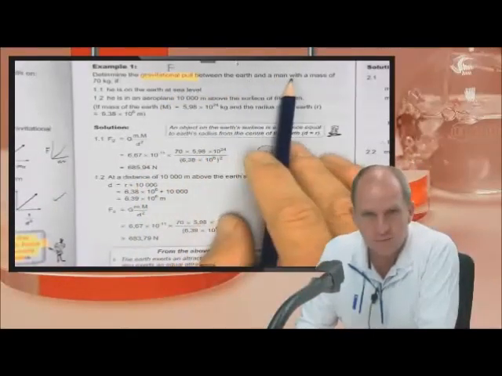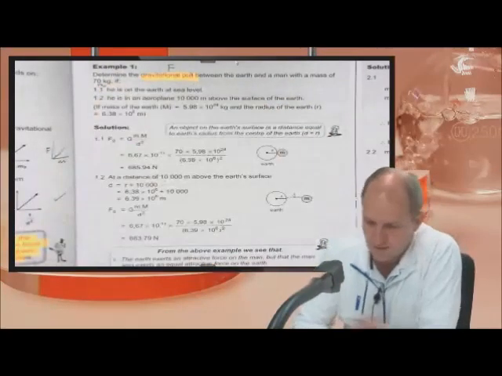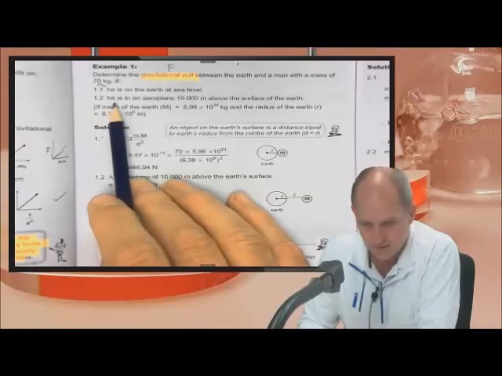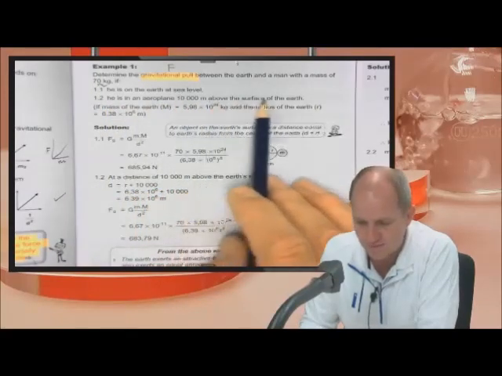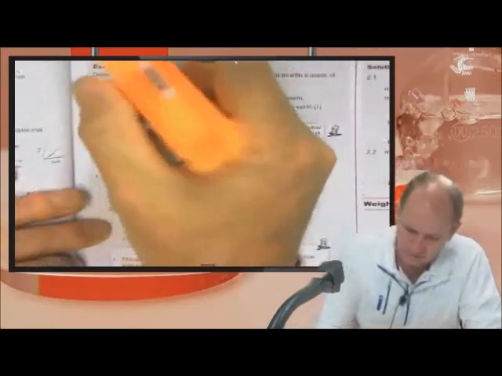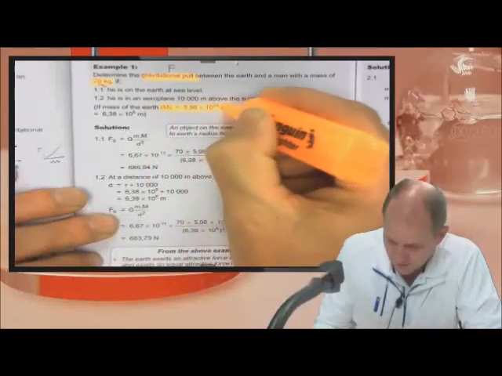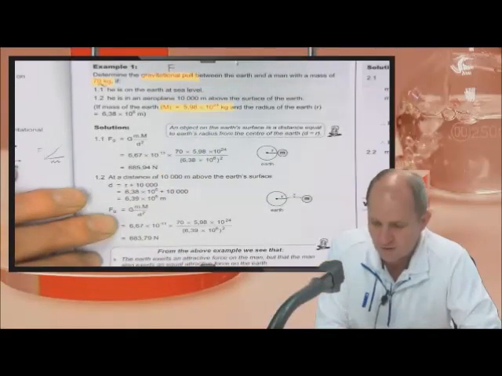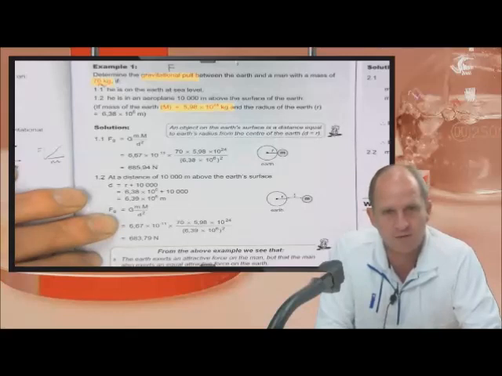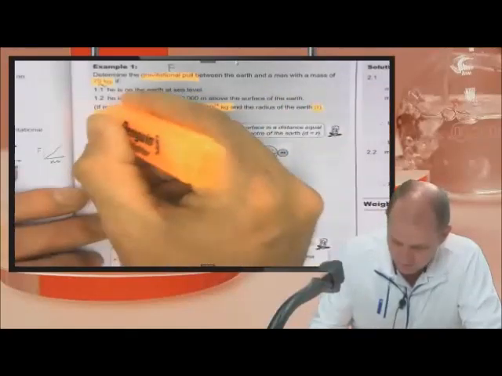Between the Earth and a man with a mass of 70 kgs. So that is the mass of the man, so I've got my one mass. And then they say he is on sea level. And then the second question is he is in an aeroplane 10,000 meters above the surface of the Earth. Right, and then some more information that they give me. So let me just indicate the information that was given was 70 kilograms. They tell me the mass of the Earth is 5.98 multiplied by 10 to the power 24. It's a big mass, that of the Earth, compared to the man. All right, and then they also give us the radius of the Earth.